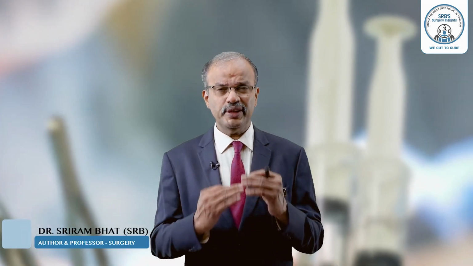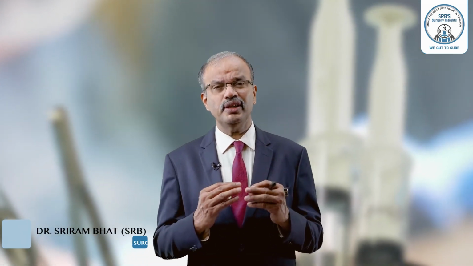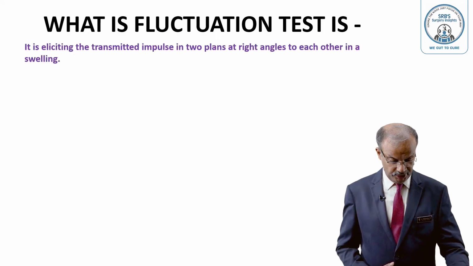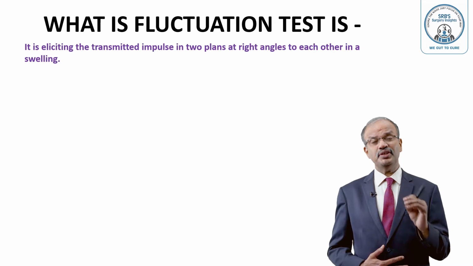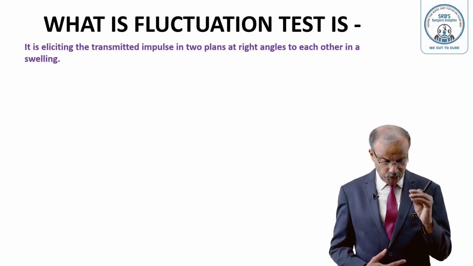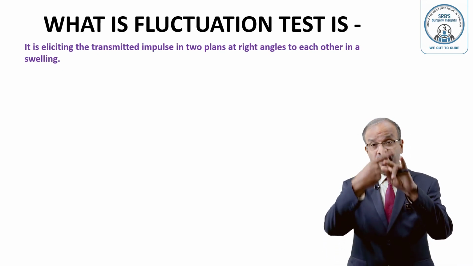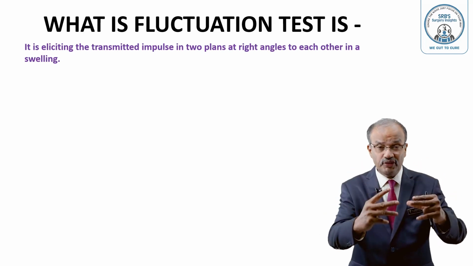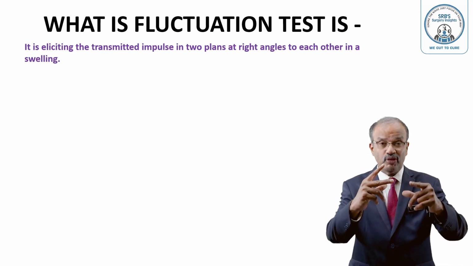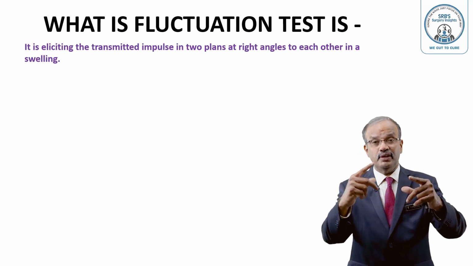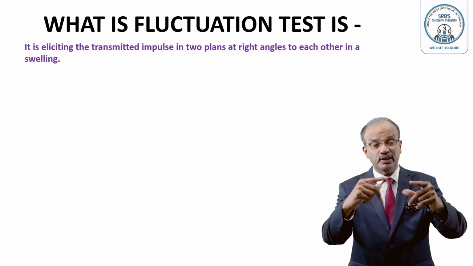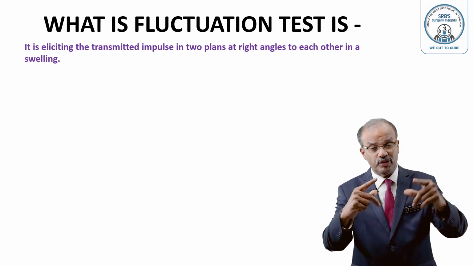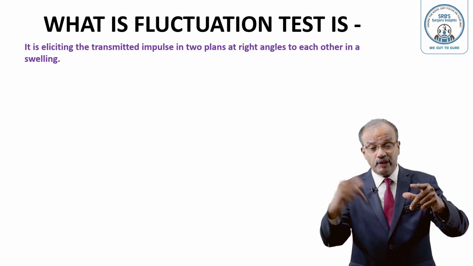Topic is fluctuation test. Hello dear students, we will discuss an important clinical examination in a swelling, that is the fluctuation test. So what is the fluctuation test? It is eliciting the transmitted impulse in two planes, at right angle to each other. So fix the swelling, press one side, then get the elevation. There is a displacing finger and a perceiving finger: the displacing finger is the pressing finger, and the perceiving finger is the watching or feeling finger.